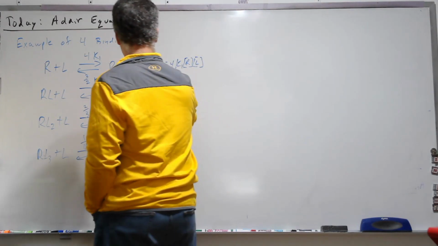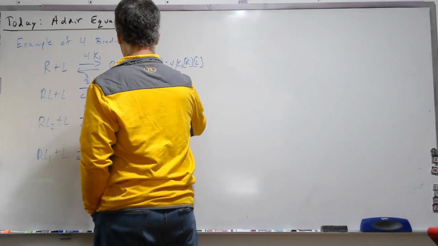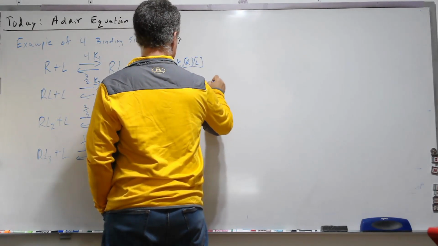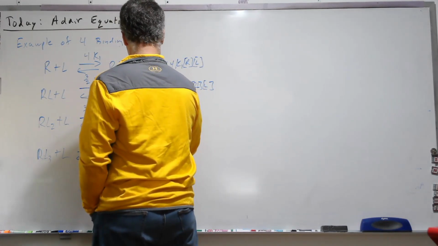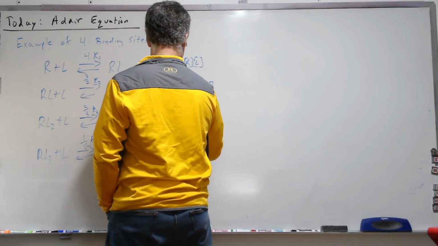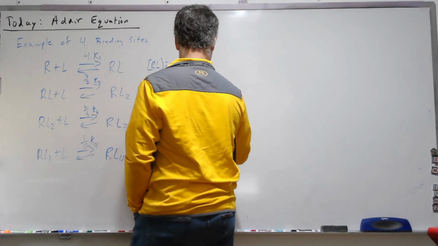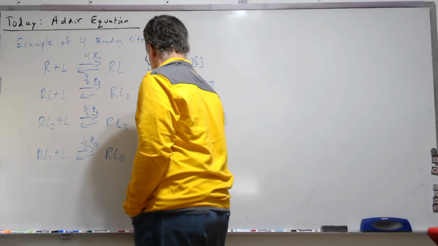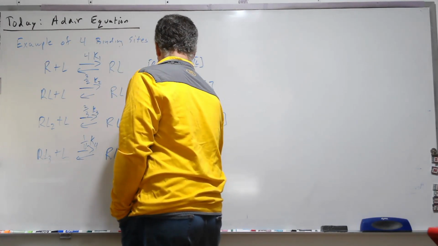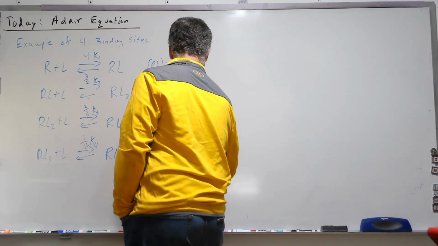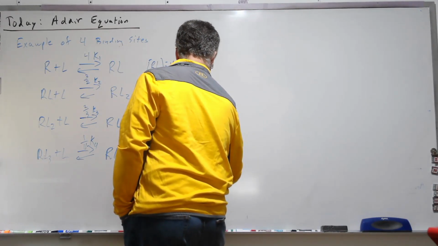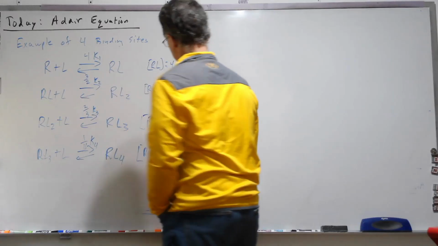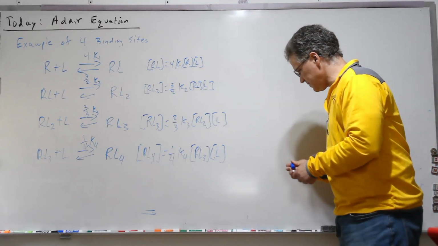So then this guy is going to be RL2, 3/2 K2, RL times L. This one is going to be RL3, 2/3 K3, RL2 times L. And this one is going to be RL4, 1/4 K4, RL3, times L.